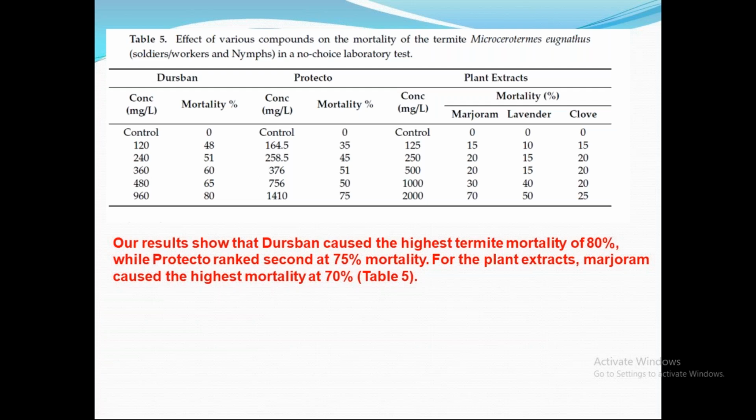In this table, we can see the mortality. Dursban caused 80%, the second, Protector, 75%, and among the plant extracts, marjoram 70%, lavender 50%, and clove finally had the weakest effect on termites at almost 25%.